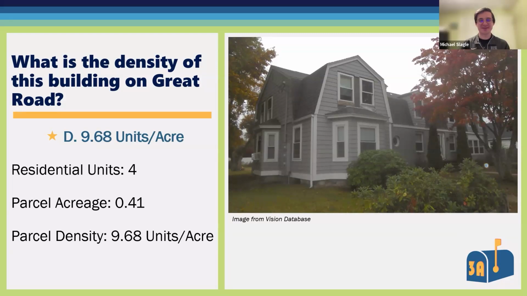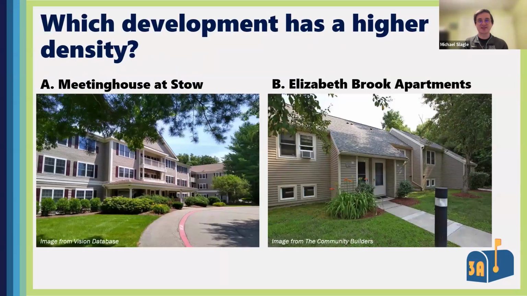So this one is option D. This one is a relatively highly dense property in Stow. It has 4 units on less than half of an acre. So this one has a density of 9.68 units per acre. I think that might be a little bit surprising to some people because we don't think of Stow as being very dense.